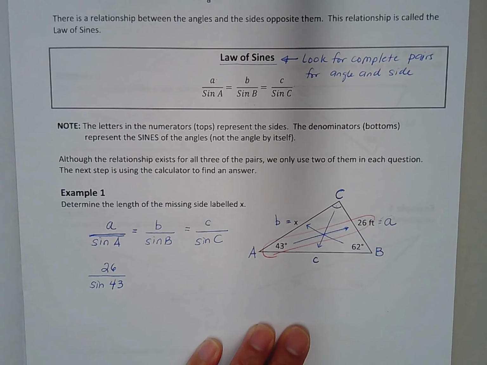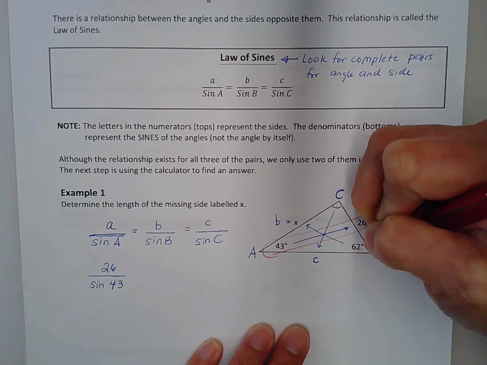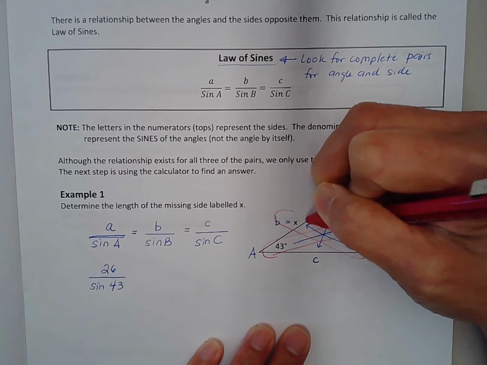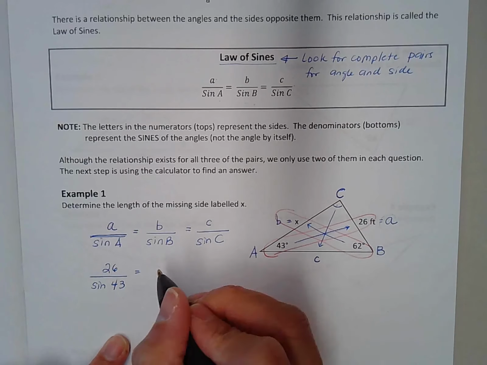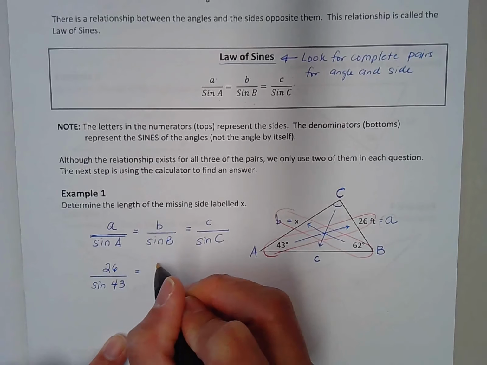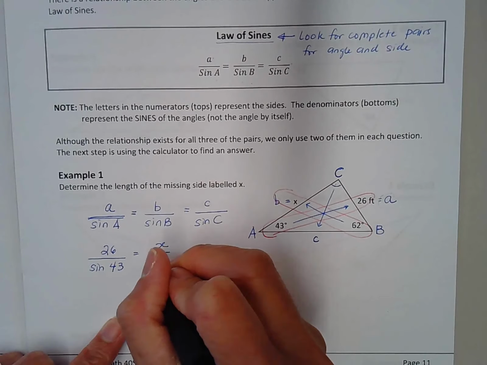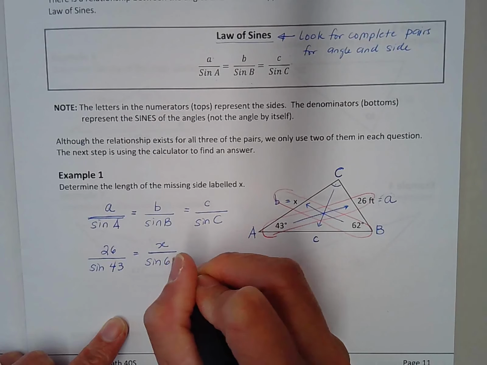26, I start with the side, and then sine of the angle 43. Okay? And then what's my other pair? 62. No, leave 28. So that's going to be x, because b is our x value, the one that we're supposed to be solving, divided by sine of 62.